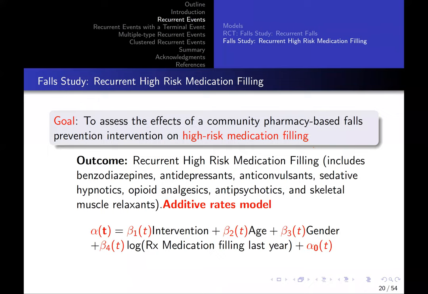I'm going to present the rates model also here. Here, the only change is that instead of a multiplicative effect, I wanted to show you that there are models available to use when your interest is a rate difference. As an example, the idea was to assess the effects of a community pharmacy intervention on high risk medication filling.